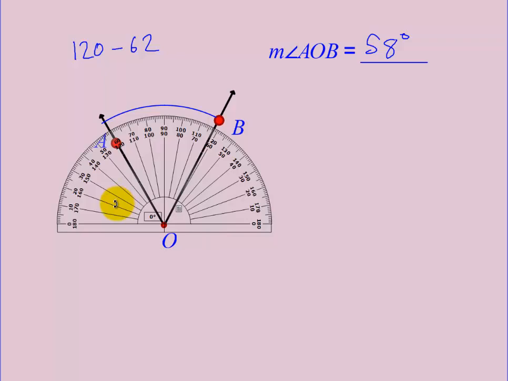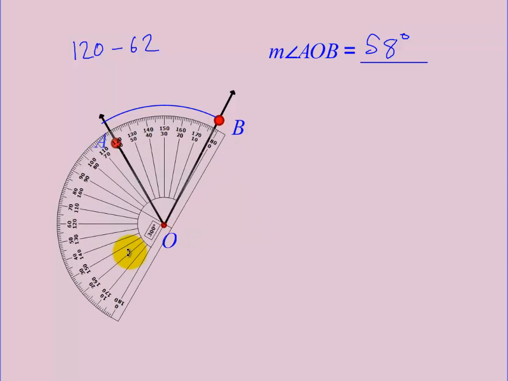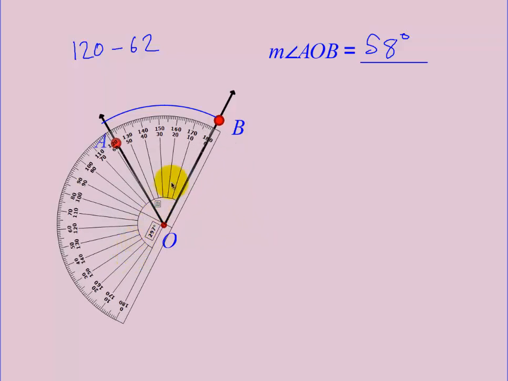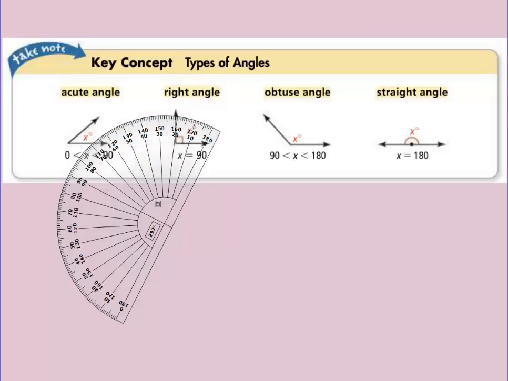Another way I could have done that is to rotate this protractor so one of the rays is the base of the protractor, and we see how many degrees this goes up. It looks like that's just under 60. Yeah, that's 58. So 58 is my answer. You'll play around with that more. You'll get used to it.